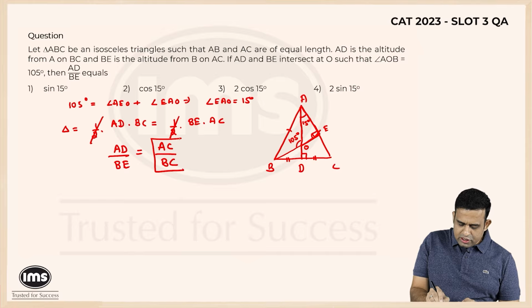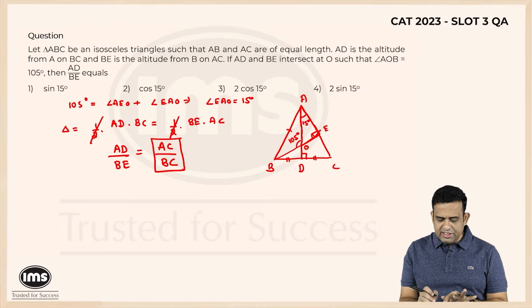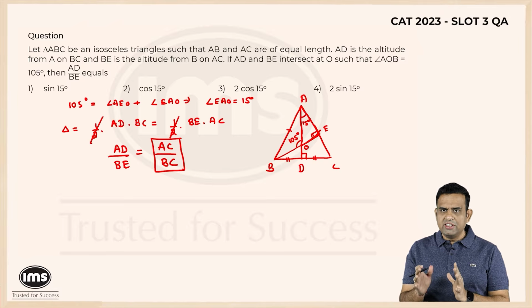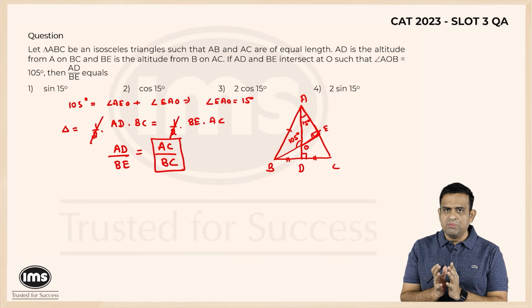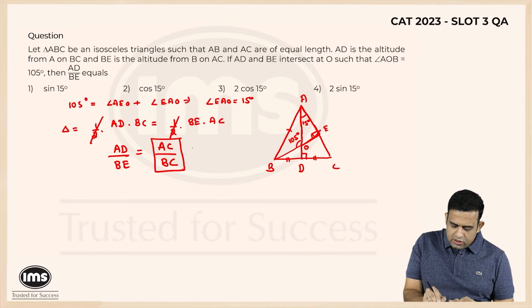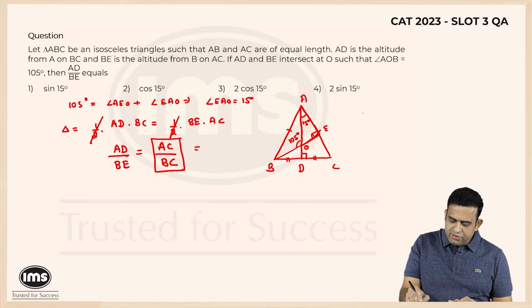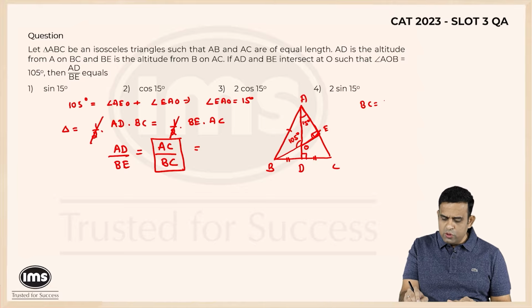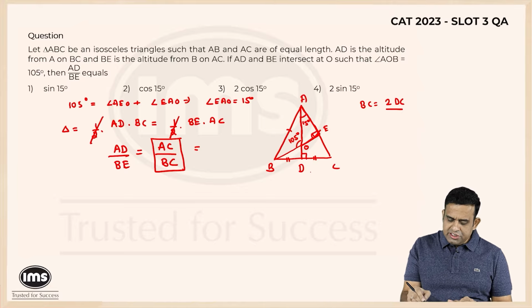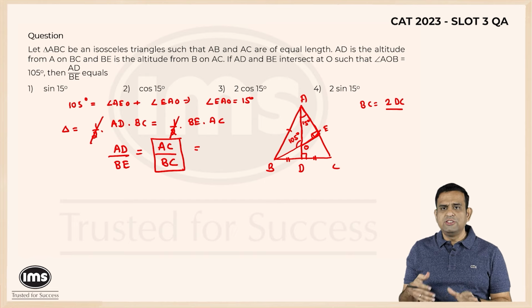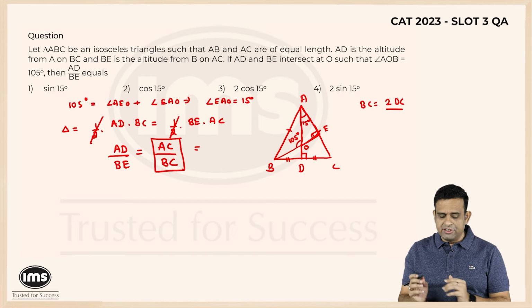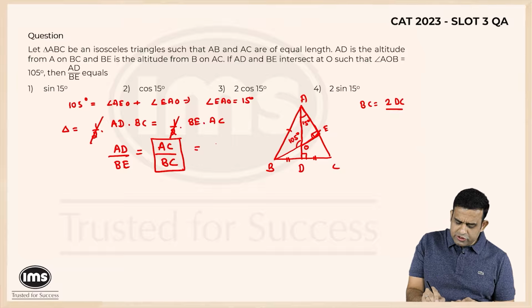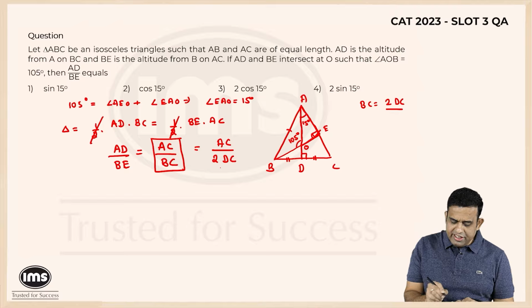Now why I have done this: the moment I write this AC and BC, one can say that we are able to find something in the right angle triangle. If I look at BC, one can write it as 2 times BD or 2 times DC, since D is the midpoint of BC, as AD is not only an altitude, it is also a perpendicular bisector, median, etc. So the ratio which I need to calculate eventually becomes AC divided by 2 times DC.